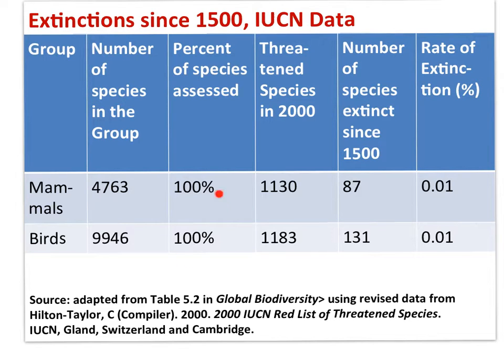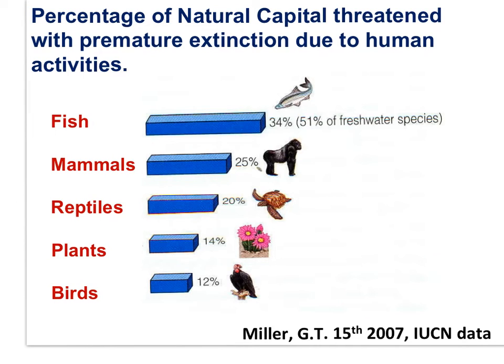They assessed 100% of the known species and found that the number that had gone extinct as compared to what was known generated extinction rates of 100%. These values right here are 100 times greater than background rates of extinction. The IUCN estimated the percent of various types of animals threatened with extinction due to human activities. 34% of fish are threatened, 25% of mammals, 20% of reptiles, 14% of plants, and 12% of birds.